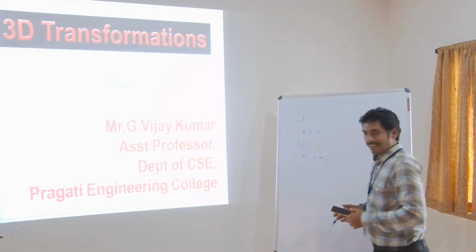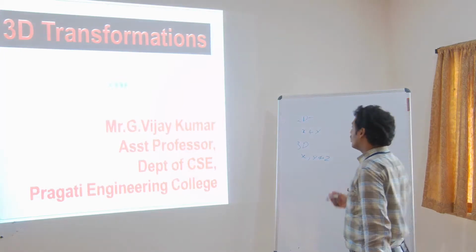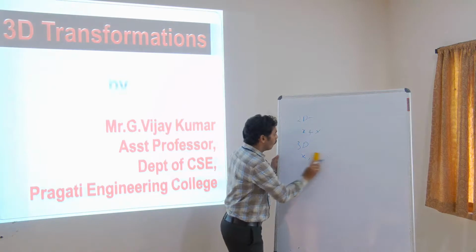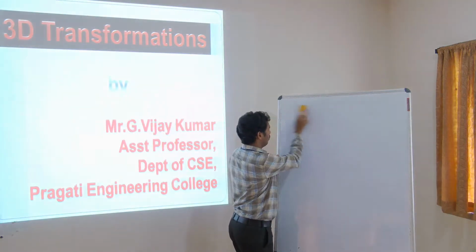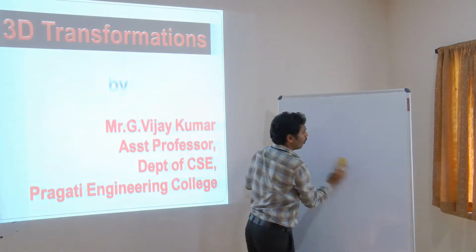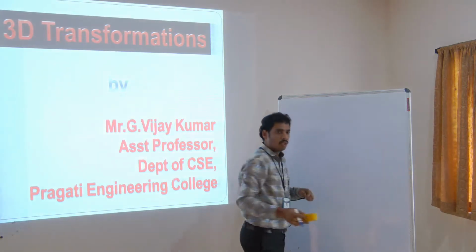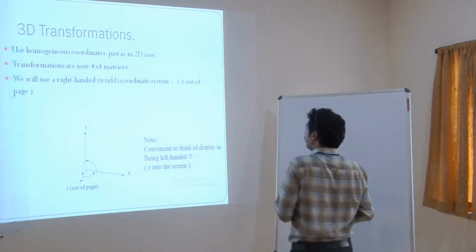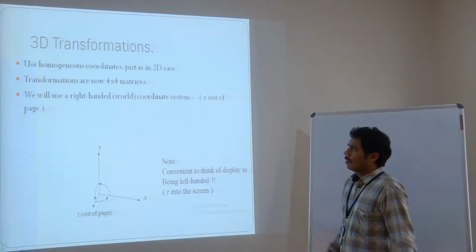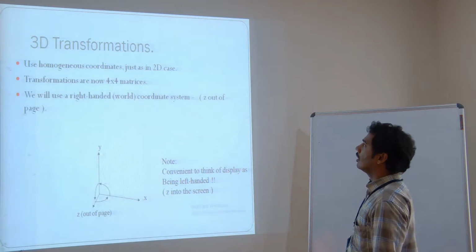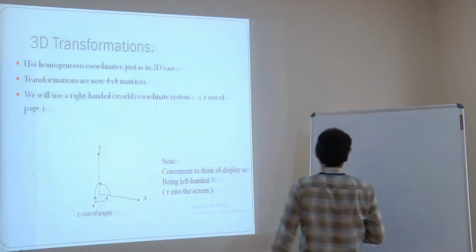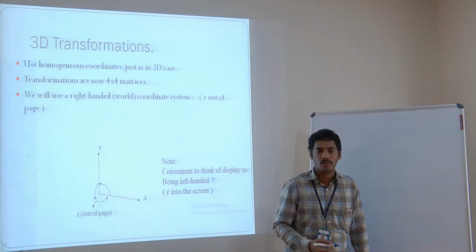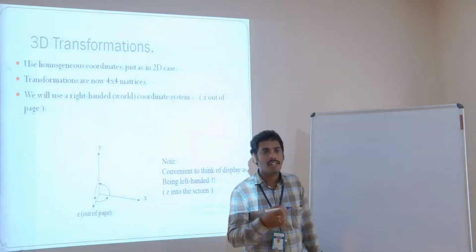So the translation is about how a particular point is moving from one place to another place. That means we are shifting a particular point or a particular image from one point to the other point. So in the 3D transformations we will take x, y, z, and in order to represent the three-dimensional transformation we will use homogeneous coordinates also.